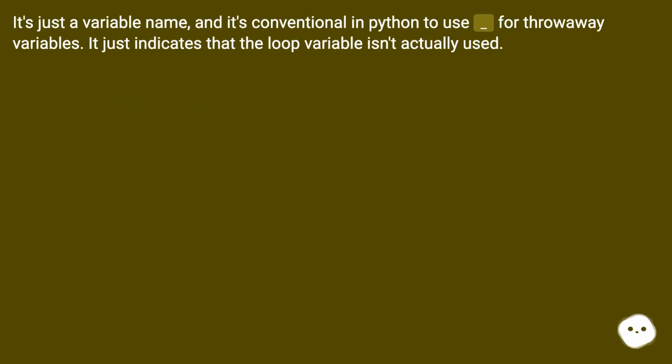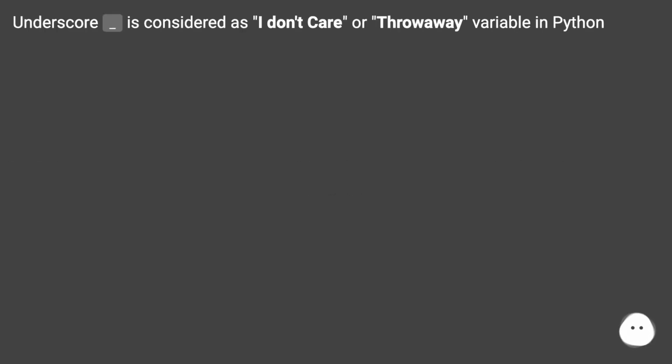It's just a variable name, and it's conventional in Python to use underscore for throwaway variables. It just indicates that the loop variable isn't actually used. Underscore is considered as an "I don't care" or throwaway variable in Python.